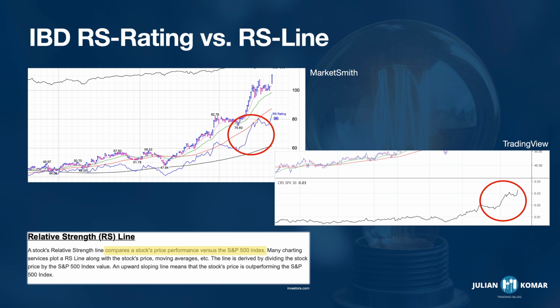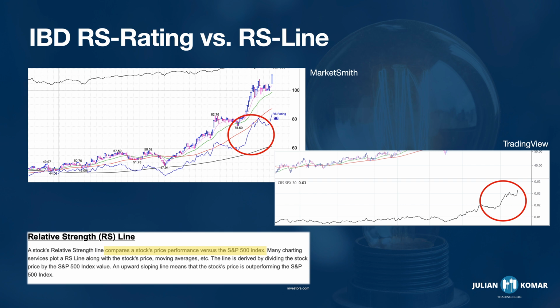So that means when the price makes a new all-time high or a new 52-week high or is breaking out of a consolidation, the RS line should do the same. So when you see a breakout to a new 52-week high in the stock price, you should see the same in the RS line. It doesn't matter if it comes from IBD, from MarketSmith, or from TradingView. The calculation is exactly the same.